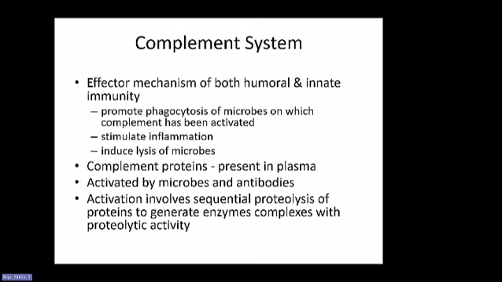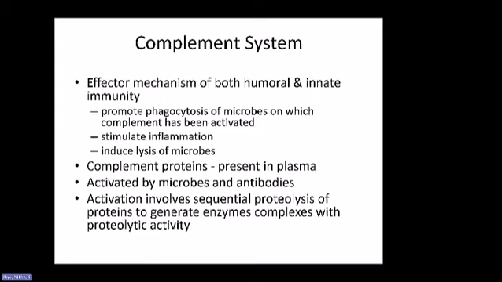All right, moving on. Now we'll talk about the complement system. This is one of the effector mechanisms used by humoral immunity and also innate immunity. It promotes phagocytosis of microbes, right? So it opsonizes and helps with phagocytosis. It also causes inflammation, and then it leads to lysis of the microbes using the membrane attack complex.